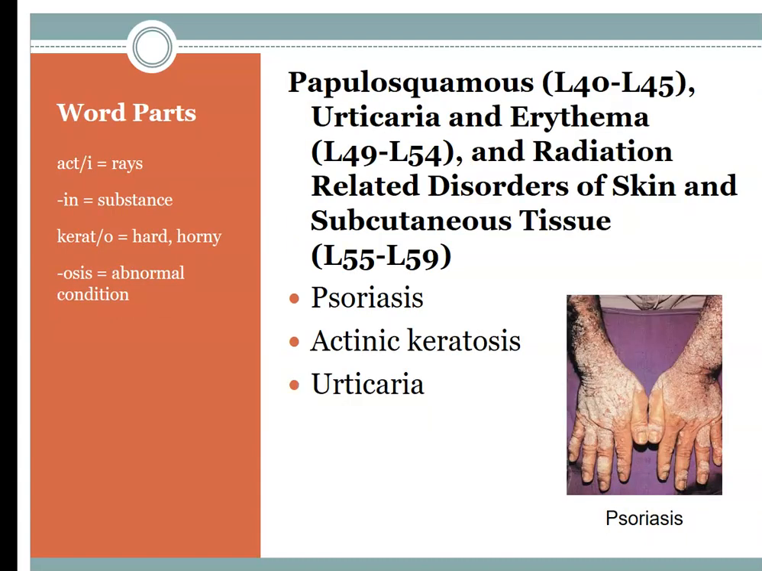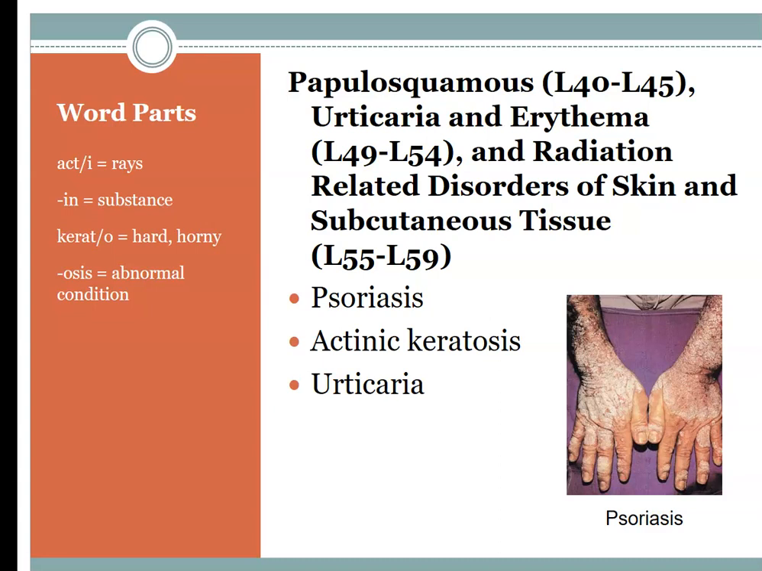Okay. Papulosquamous disorders, urticaria and erythema, and radiation-related disorders of the skin and subcutaneous tissue. Psoriasis is a common chronic disorder characterized by circumscribed salmon-red patches covered by thick, dry, silvery scales. Note its unusual spelling and pronunciation. Actinic keratosis are skin lesions that are caused by prolonged sun exposure.